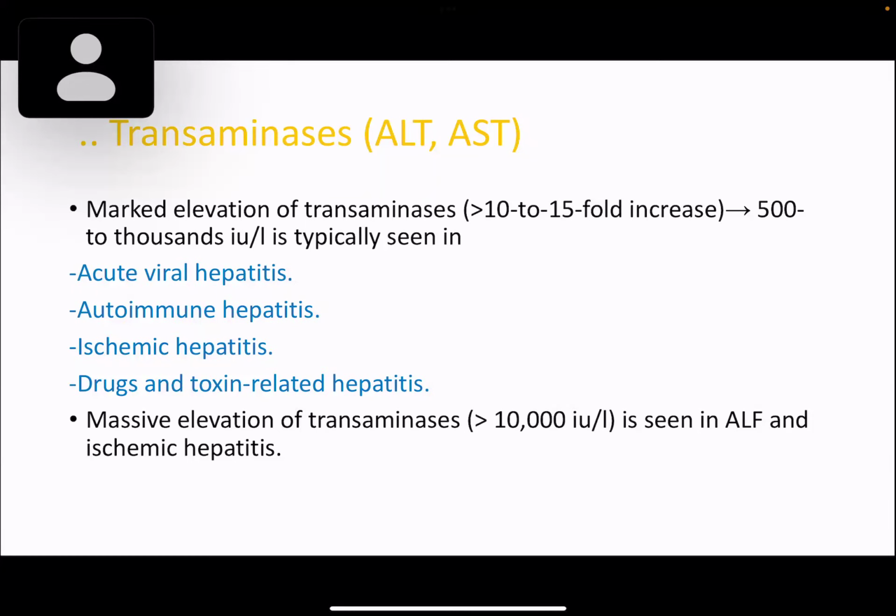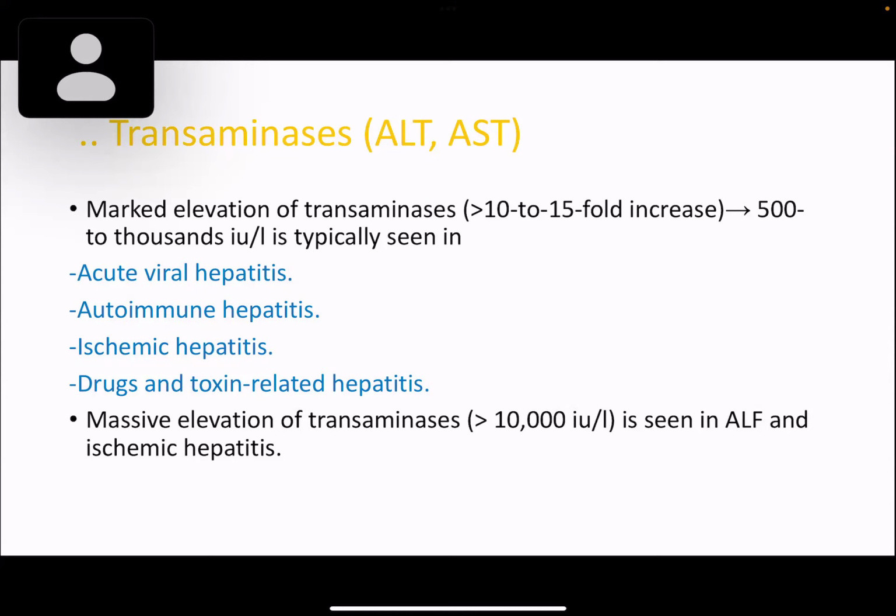So if your liver function test showed marked or high elevation of transaminases, elevation of 10 to 15-fold from the upper limit of normal, that is to say from 500 to thousands of international units per liter, this is typically seen in patients with acute viral hepatitis, autoimmune hepatitis, ischemic hepatitis, and drug and toxin-induced hepatitis.